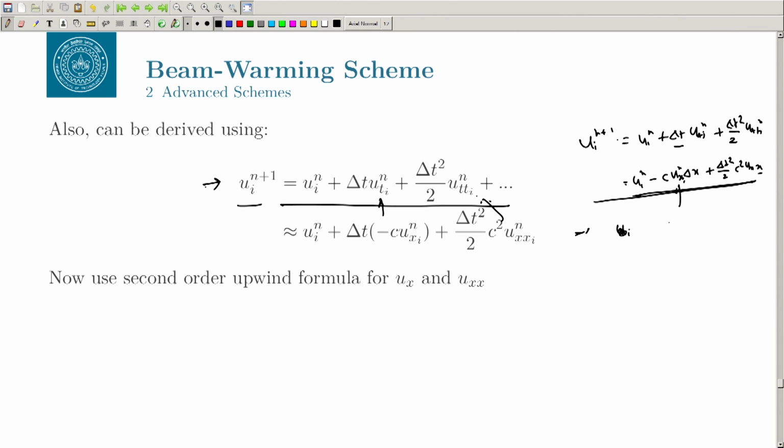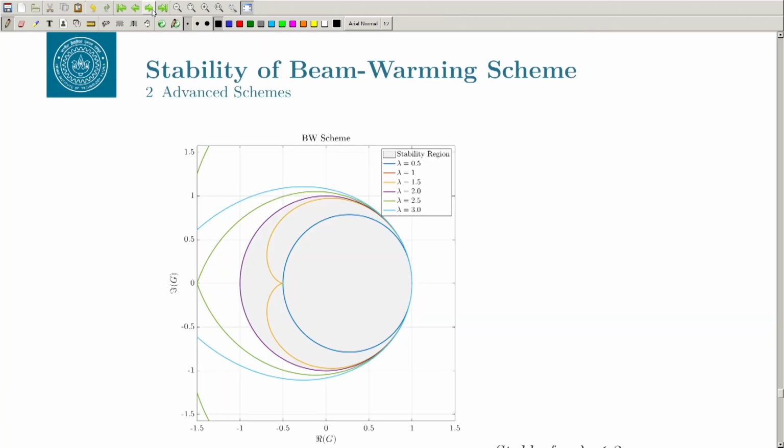So, this is your Beam-Warming scheme. What you need to do is find the u_x derivative at i,n using a suitable scheme and u_xx at i,n using a suitable scheme. The one I was proposing is the backward differencing, with 3 stencil points, i, i minus 1 and i minus 2. Here also this is i minus 1 and i minus 2. So, you can derive this Beam-Warming scheme.